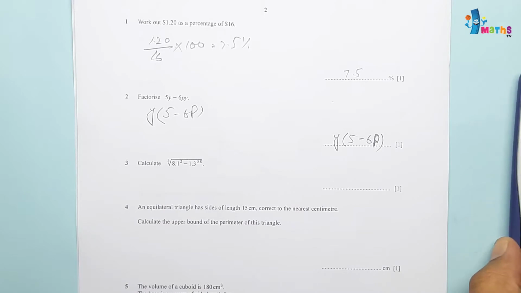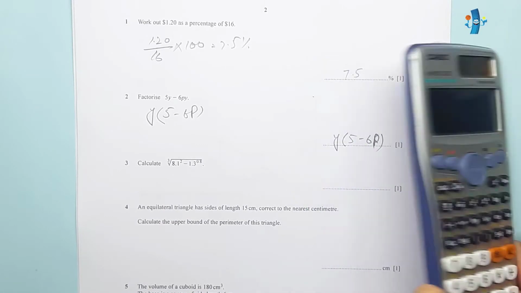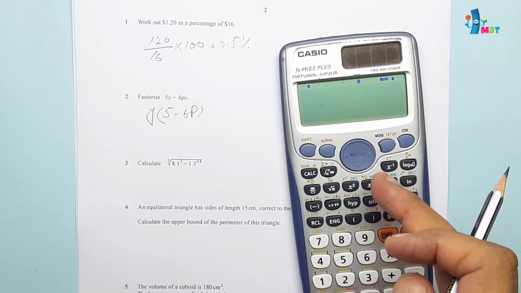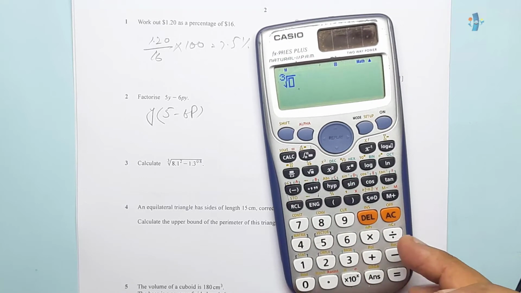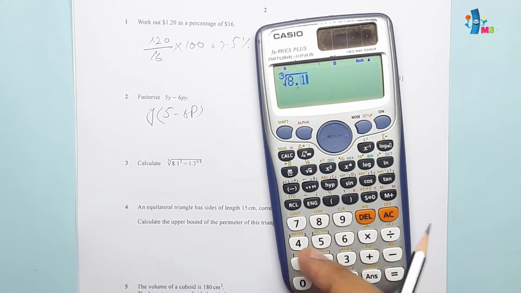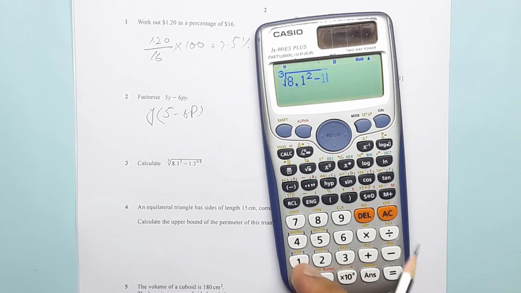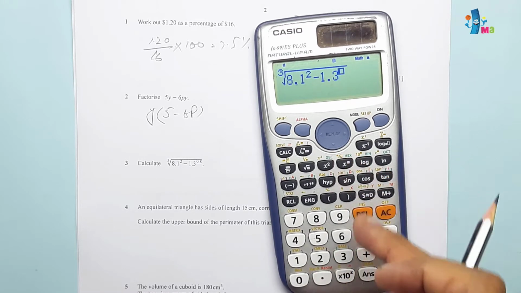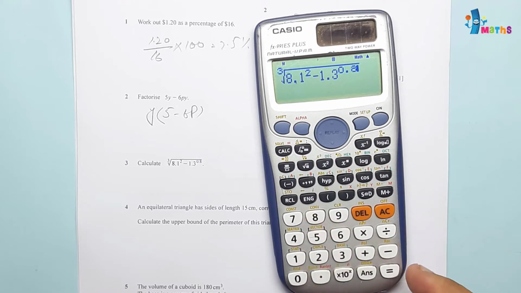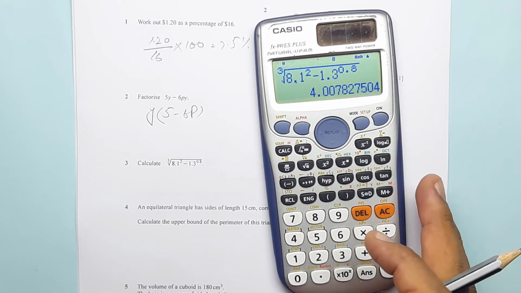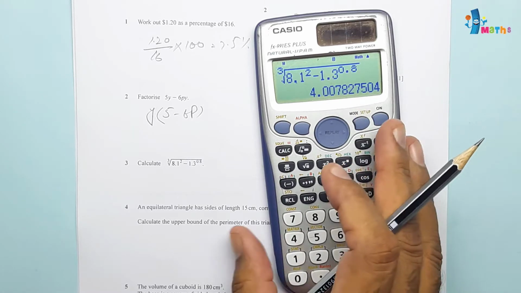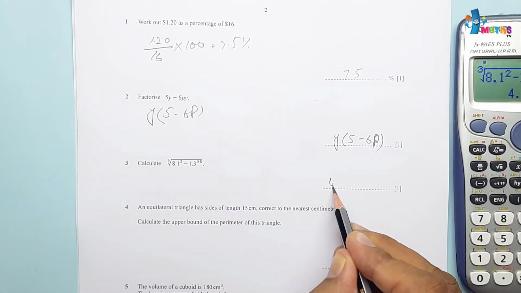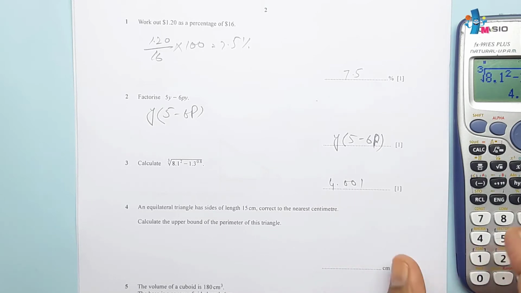Question number 3. We have to calculate this one. This is basically a 1 mark calculator usage question. So shift, cube root of 8.1 squared minus 1.3 raised to the power 0.8, and this is equal to 4.0078. So we can write 4.001.